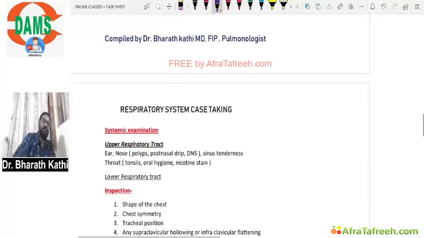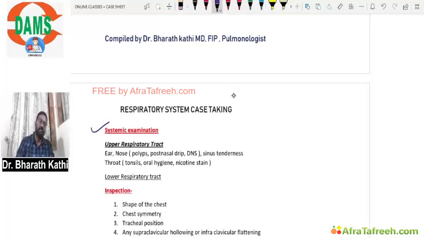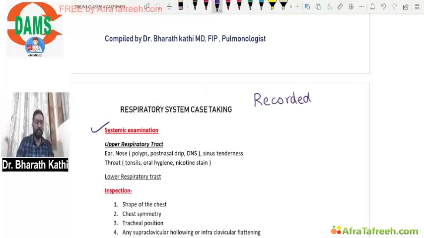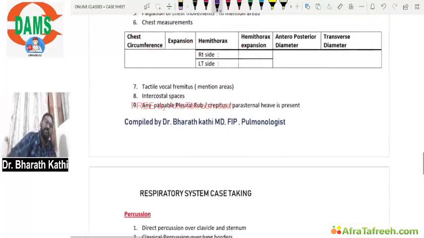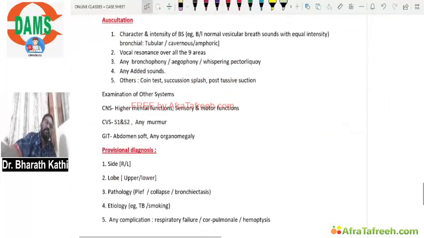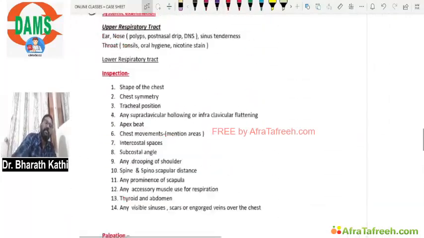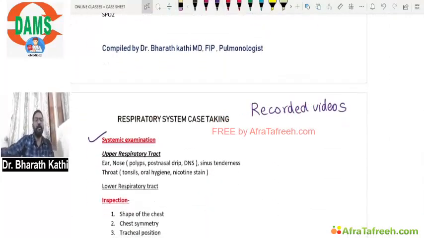Then you should come to systemic examination, starting from the upper respiratory tract. For this systemic examination, I have given the recorded videos. You must have seen all those recorded videos that we have uploaded. In them there is how to inspect the lower respiratory tract: inspection, palpation, percussion and auscultation. Don't worry, I will upload this respiratory system case taking.